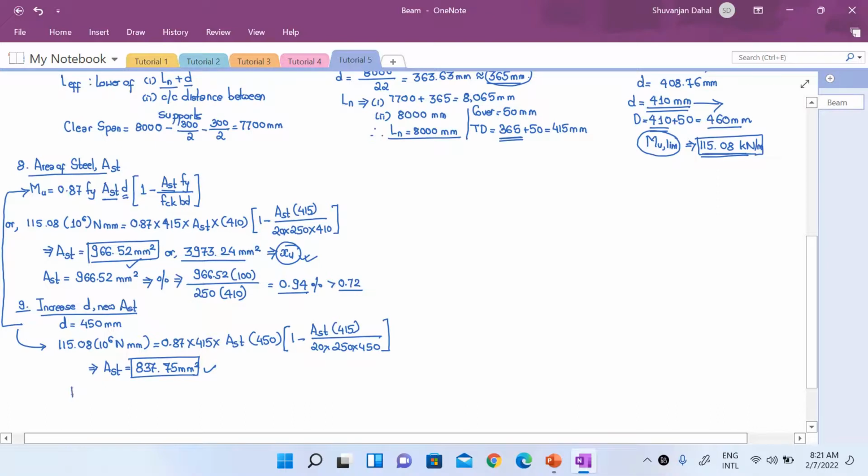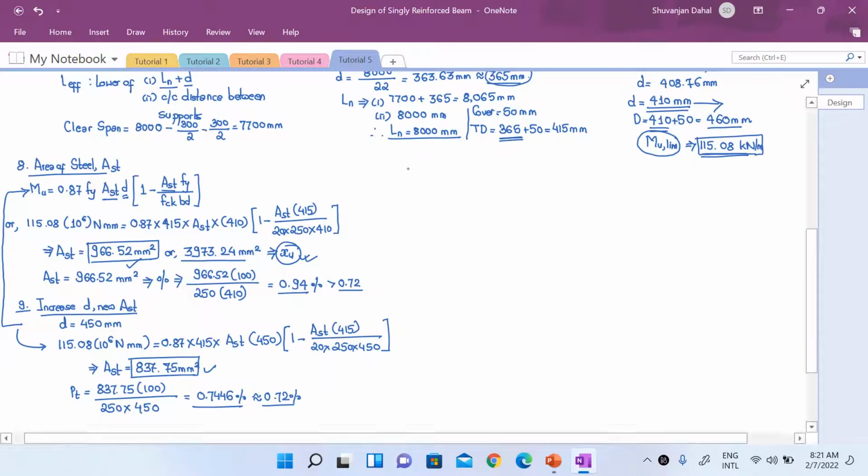If you convert it into percentage, you will get 837.75 into 100 over 250 into 450, and this becomes equal to 0.446 percentage, which we can say is nearly equal to the initial assumed percentage of 0.72 percentage. So now our initial assumption and our calculation coincide and it's okay.